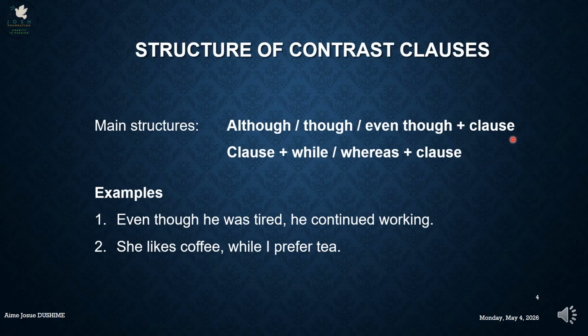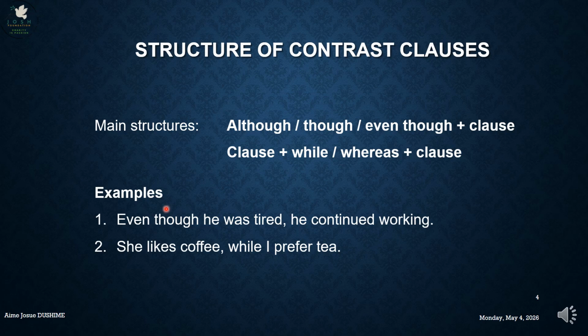Now the second structure, we take a clause plus while or whereas plus a clause. What's the difference? The first one, when we start with although, though, even though, we put the first clause, we put a comma, then we put the second clause. Remember, in each sentence we have two clauses. Now, in this first one, we are putting clauses after one another. But in this second structure, we start with a clause, then while or whereas, then another clause.